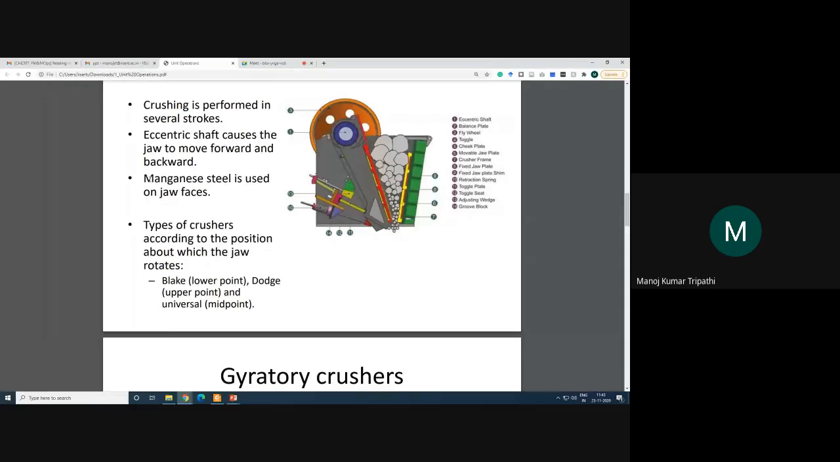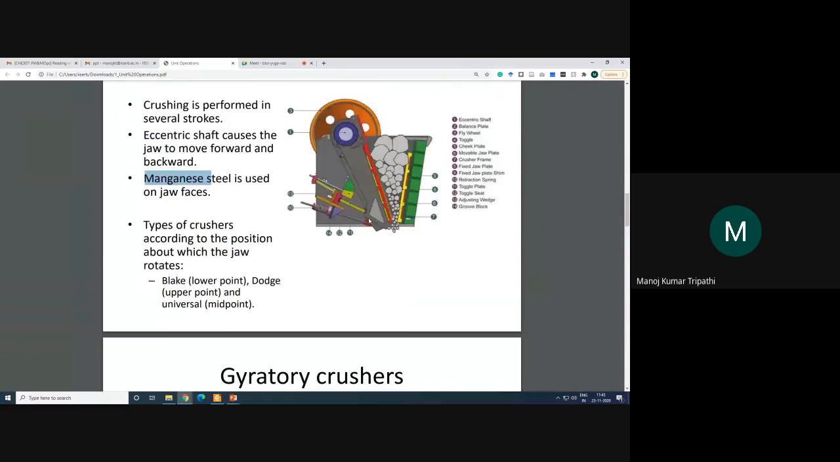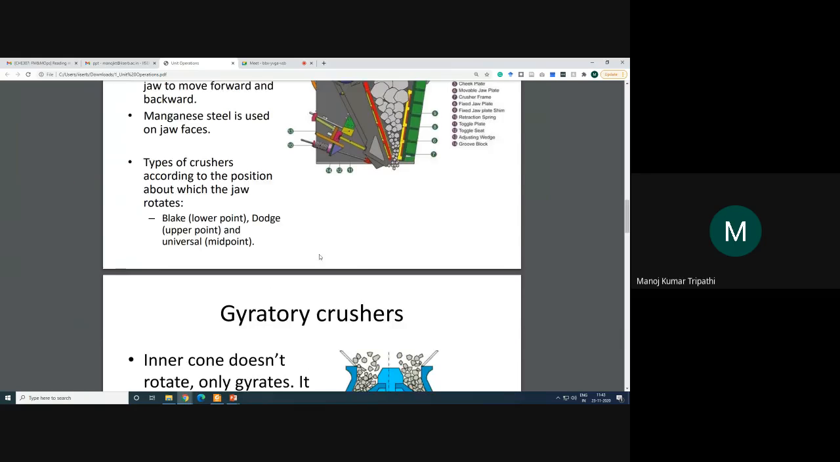Okay, these are some specifics. Manganese steel is used on jaw faces. It has to be hard. It should not break also. It should be harder than the rock. So types of crushers according to the position about which the jaw rotates. There is Blake crusher, Dodge crusher, and universal crusher. Alright, so there has to be some axis about which this will rotate. So depending on where that is, these three kinds of crushers are there in the industry.